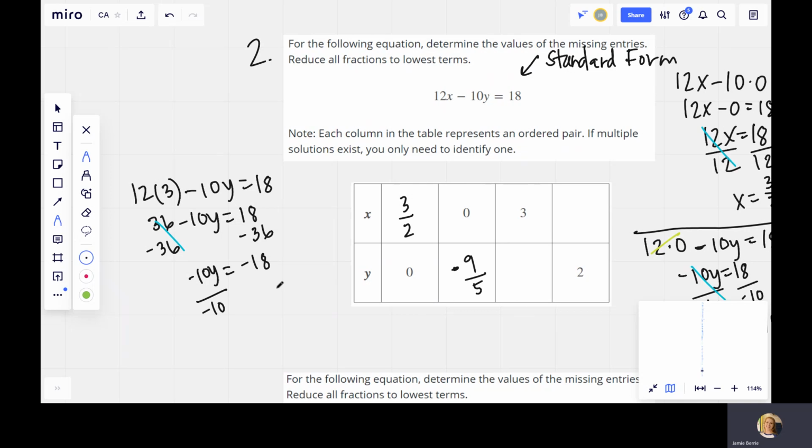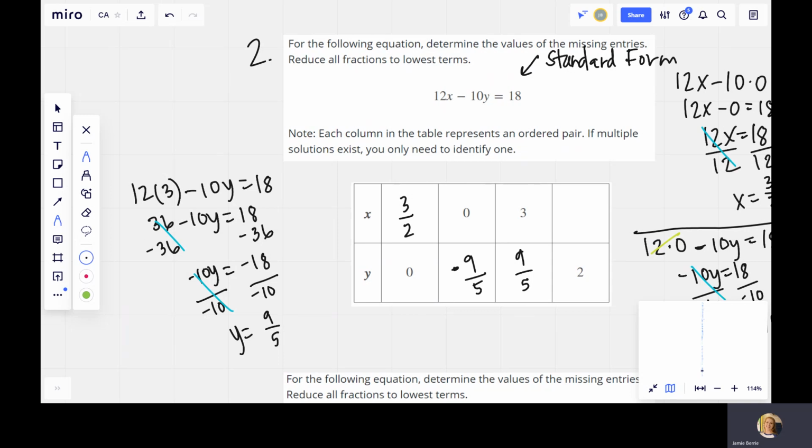Divide both sides by negative 10. And we just reduced that fraction over there, so we already know. This time it's going to be positive, right? Because a negative divided by a negative is a positive. And we know that 18 over 10 reduces to 9 over 5. Okay.